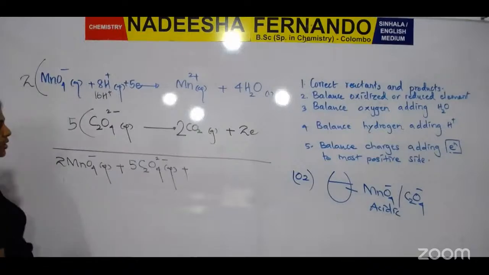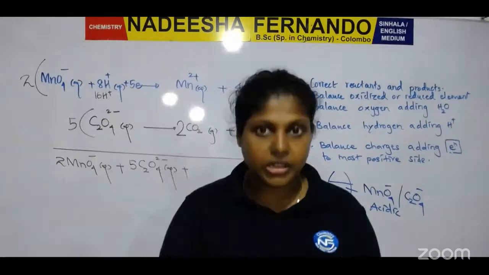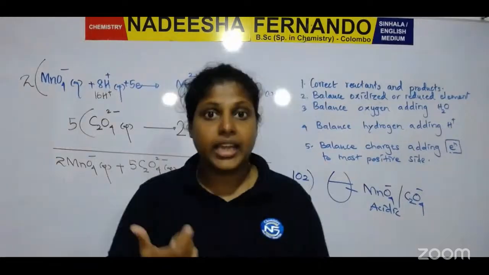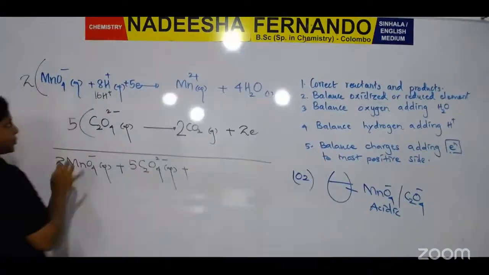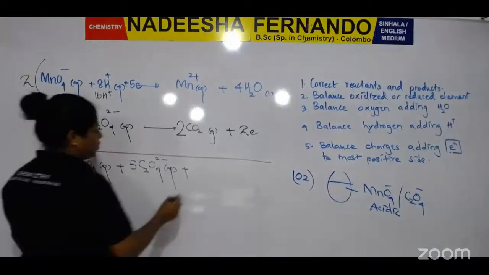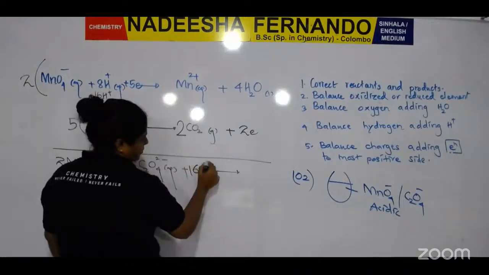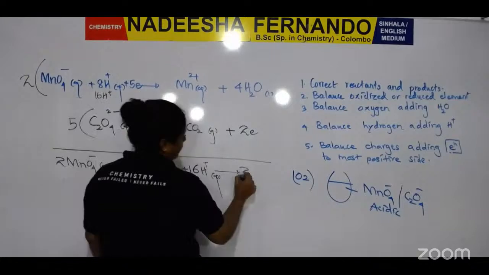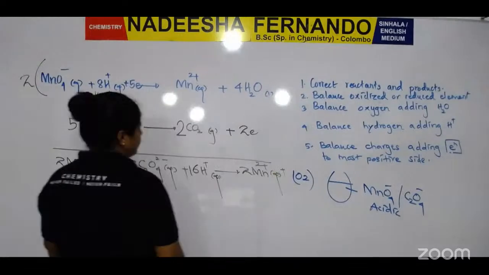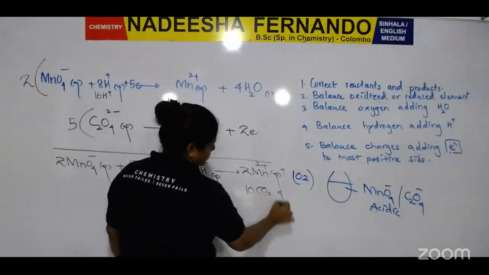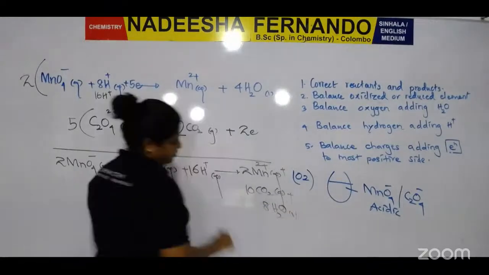Because when we do calculations related to redox, we should take the stoichiometric ratio of the initial main two components. That's why we write the main two components first. On the other side, then 16 H pluses, then 2 Mn2 plus, then 10 CO2 gas plus 8 H2O.